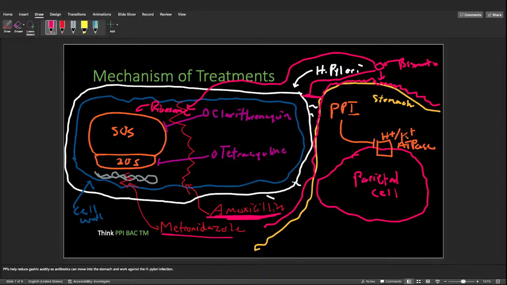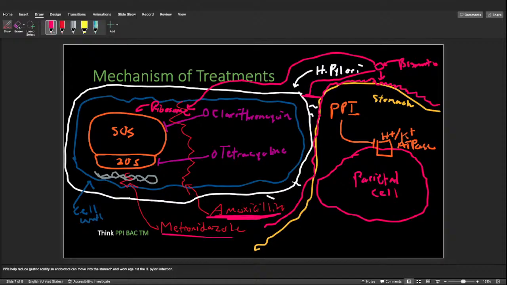So PPIs are essentially neutralizing the pH. And one other thing I want to note here is the bismuth. The bismuth is especially used to coat the mucous lining of the stomach, so it can act as a protective layer and prevent various infections from entering the cell. Specifically, like you said, the parietal cell, which is one of the stomach cells in that area.